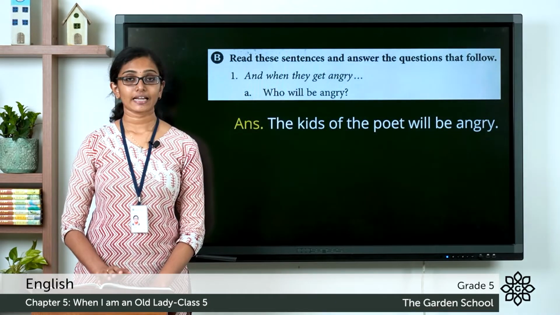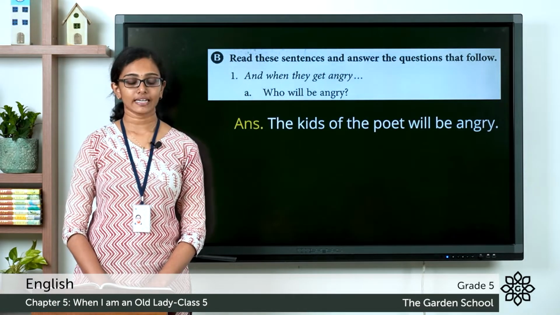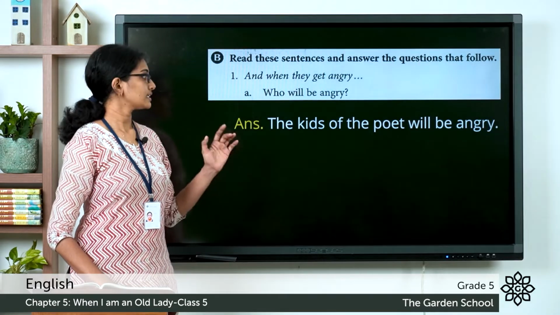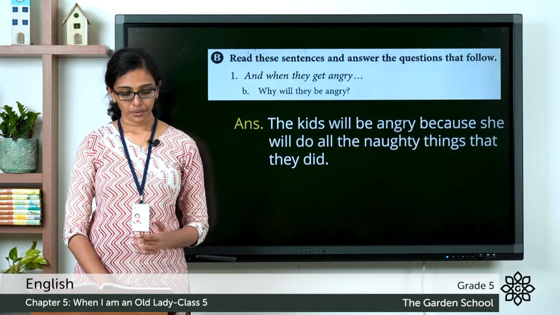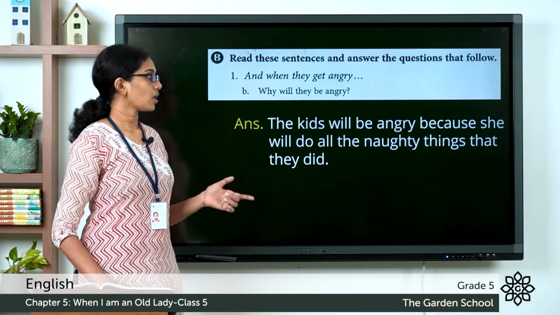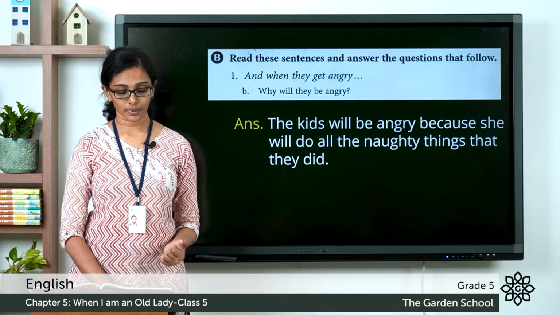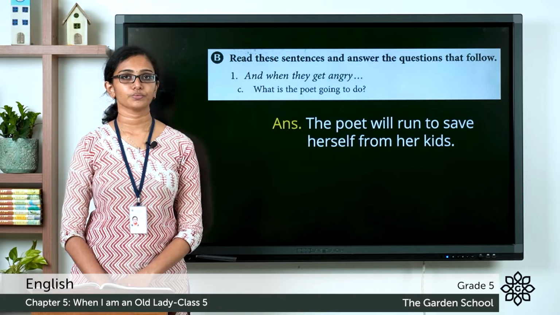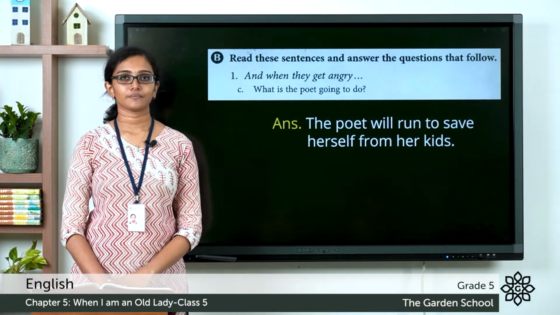Read these sentences and answer the questions that follow. Question number 1. And when they get angry. Question A. Who will be angry? The kids of the poet will be angry. Question B. Why will they be angry? The kids will be angry because she will do all the naughty things that they did. Now question C. What is the poet going to do? The poet will run to save herself from her kids.